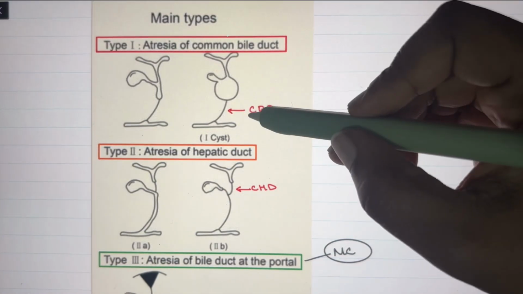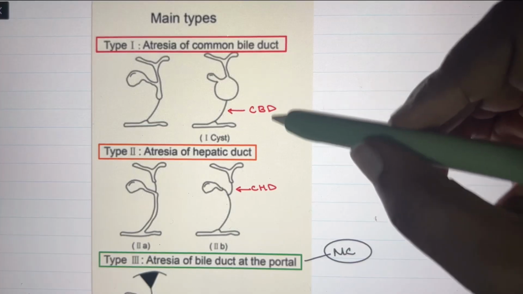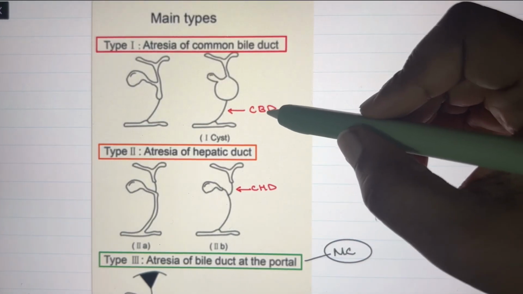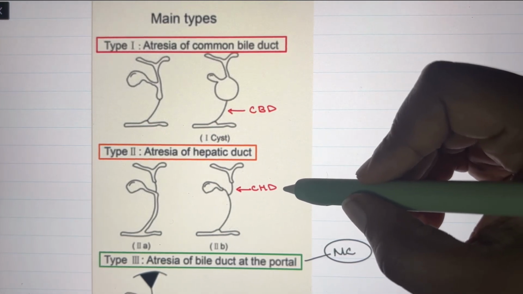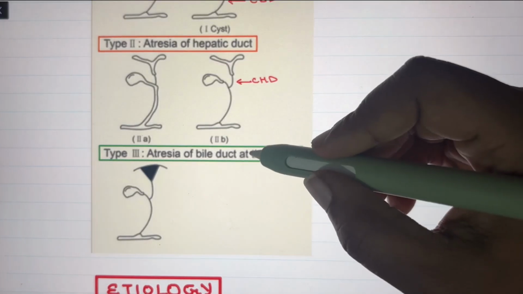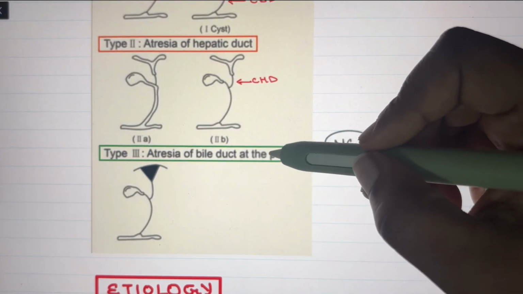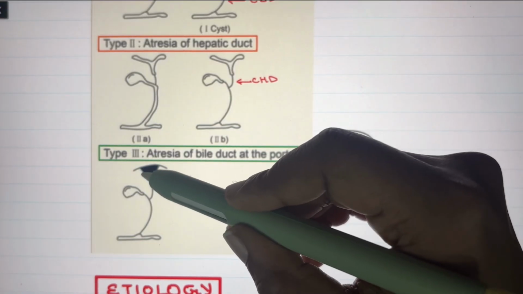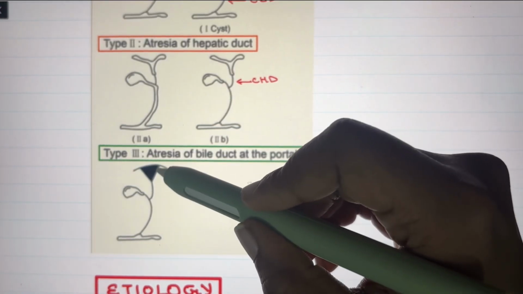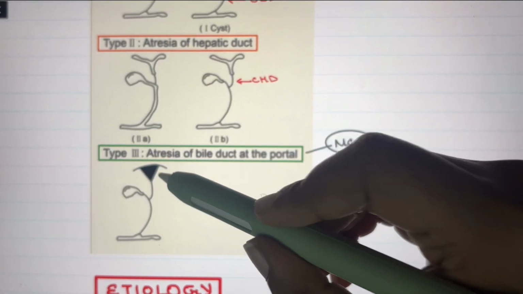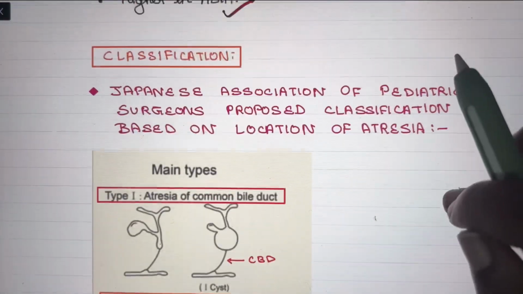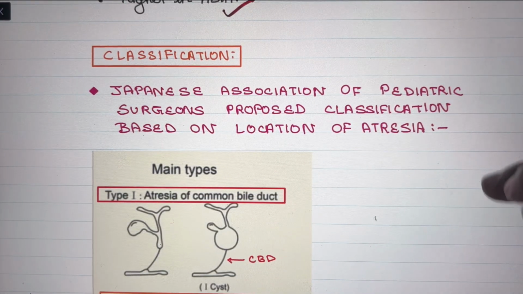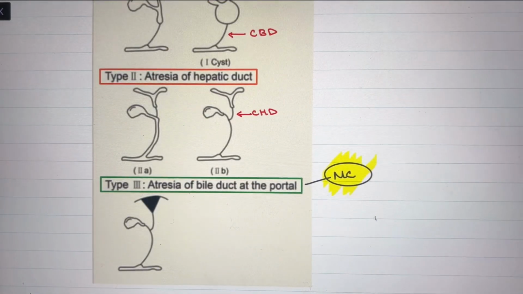In this classification we start from the downside to upward. In type 1 there is atresia of the common bile duct. In type 2 there is atresia of the common hepatic duct. And in type 3 there is atresia at the porta, where the left and right hepatic ducts divide. This is known as the porta junction. This is the most common type. So the most common type of biliary atresia is type 3 of the Japanese Association of Pediatric Surgeons classification. Remember this.